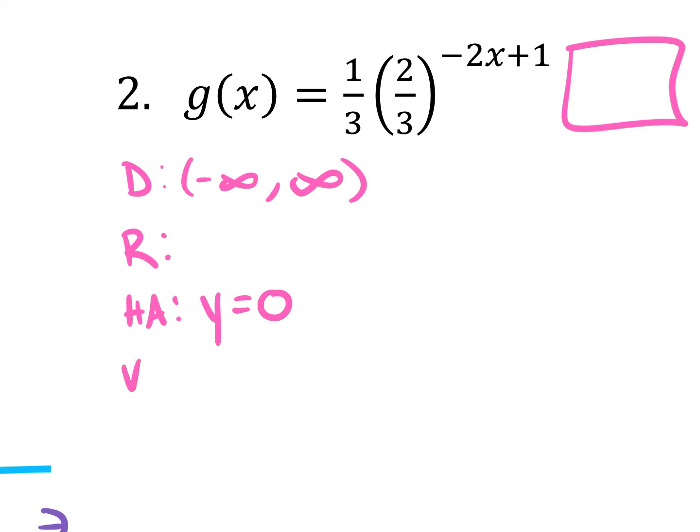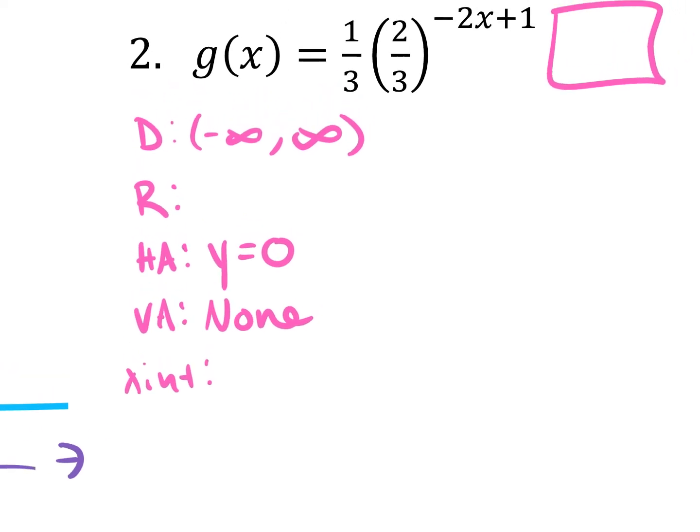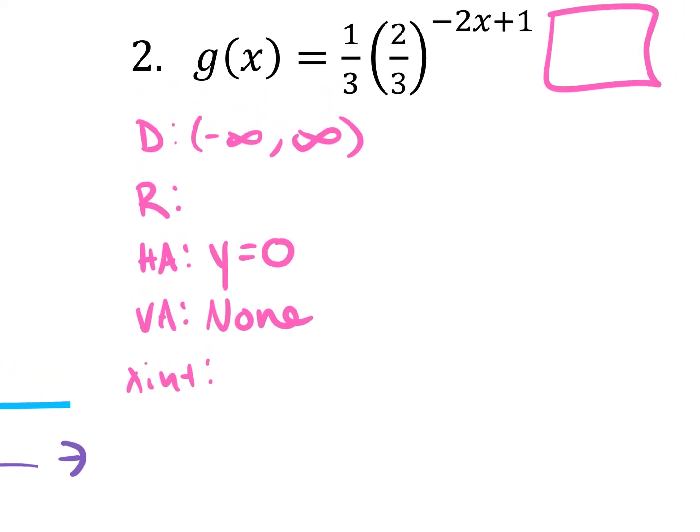And then do I have a vertical asymptote? No, because if I have a horizontal, I'm not going to have a vertical. We don't have x-intercepts for our exponential graph. We can, but we're not going to be able to find it. So it's possible that we will have one, but you would need a calculator to find it. So x-intercept would be none. How do I find the y-intercept?